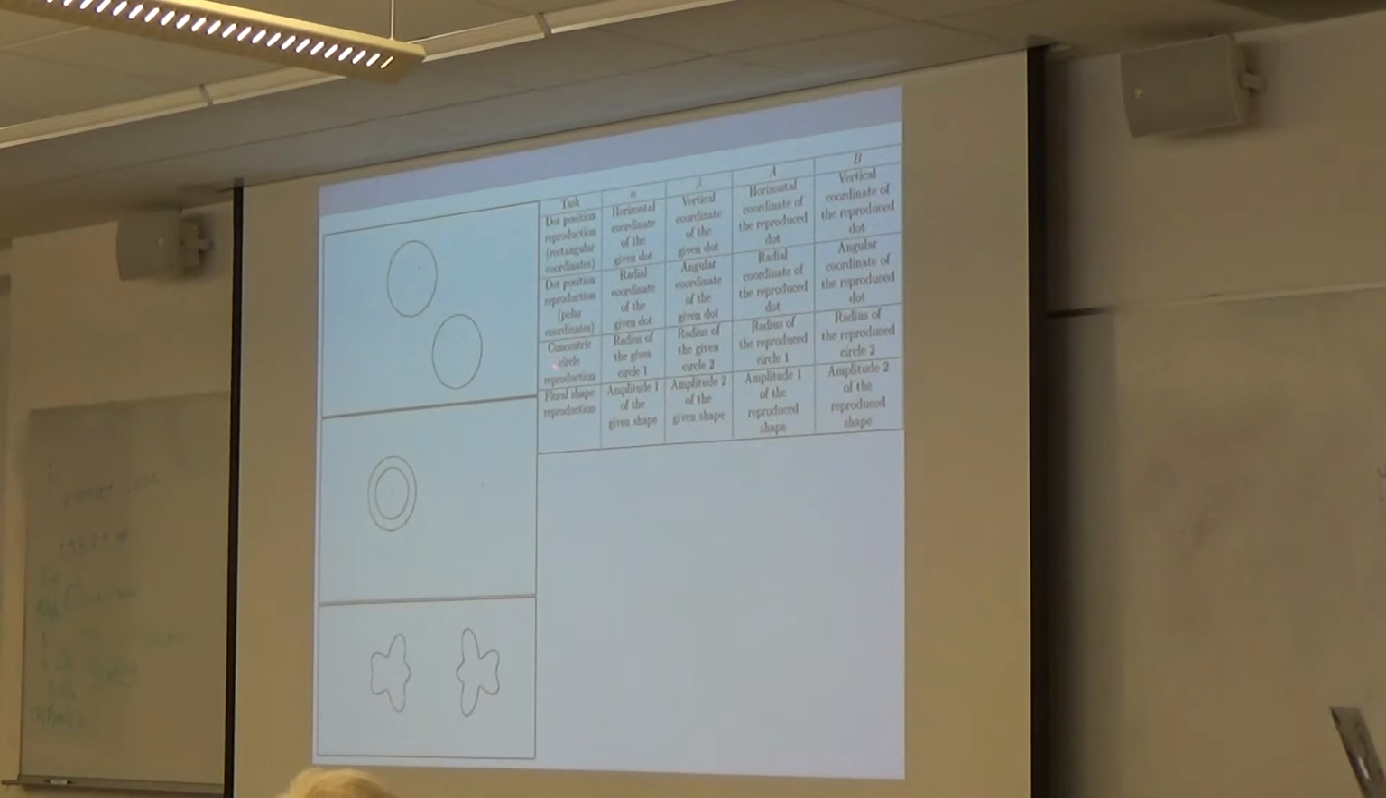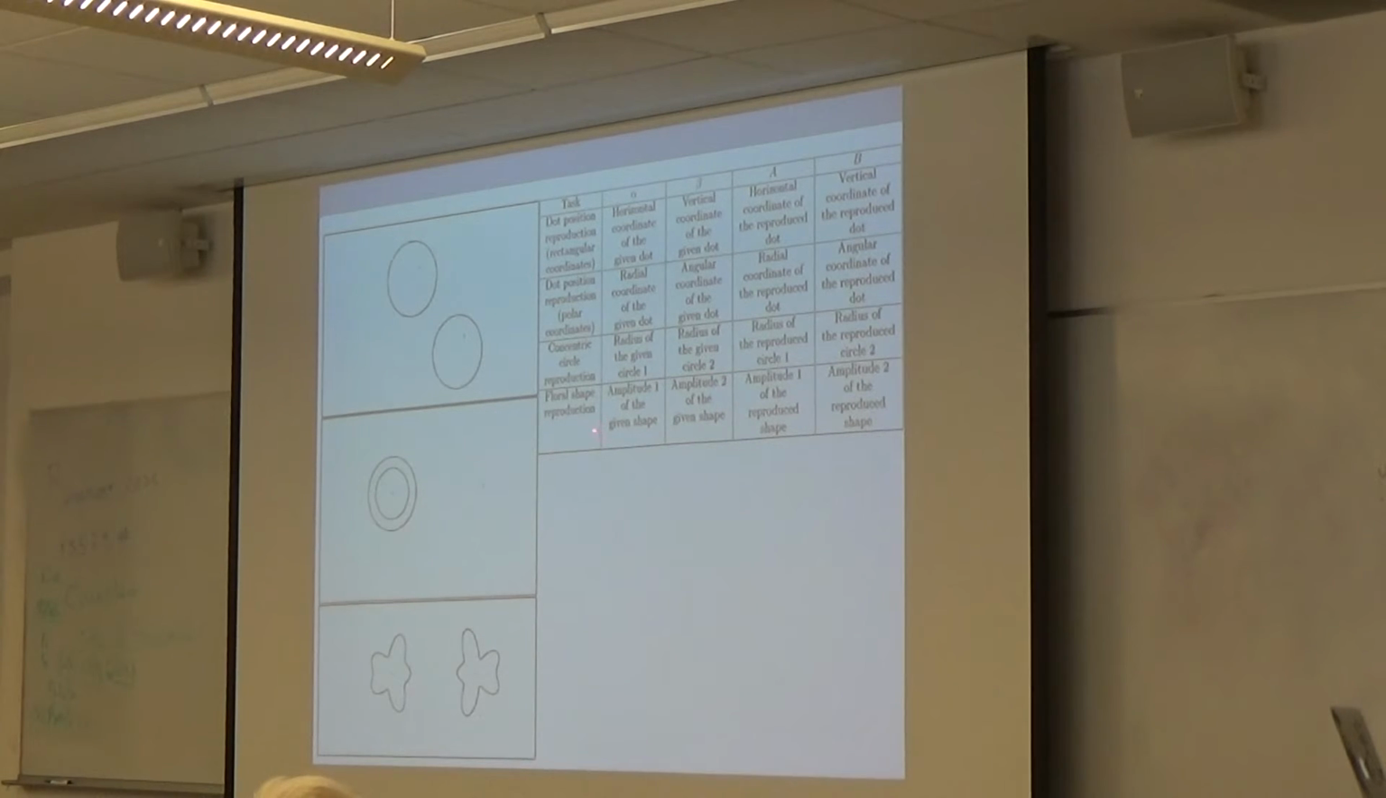In all the 3 different tasks, the given stimuli were always determined by 2 parameters denoted as alpha and beta. So in the dot position reproduction task, alpha and beta can be rectangular coordinates or polar coordinates. For the concentric circle reproduction task, alpha and beta are the radius of the target inner circle and the radius of the target outer circle.